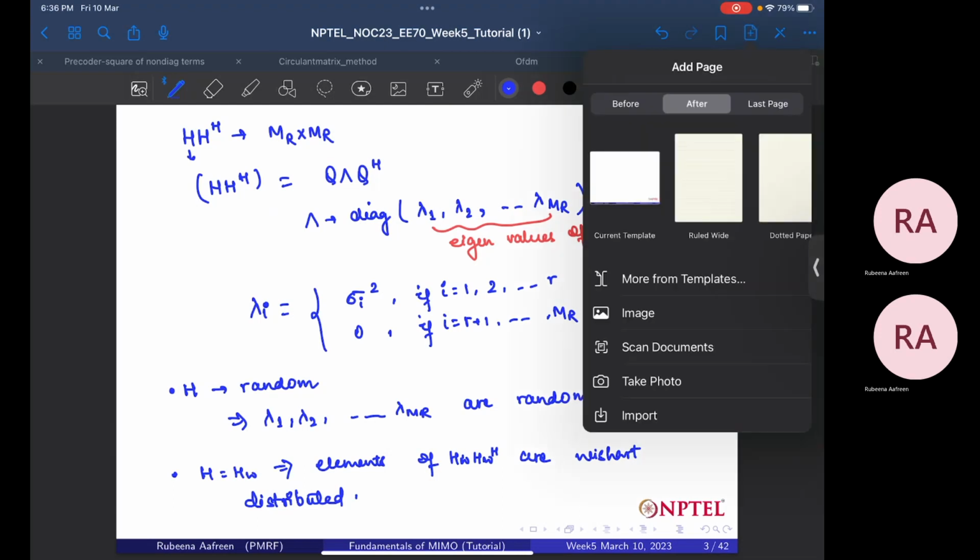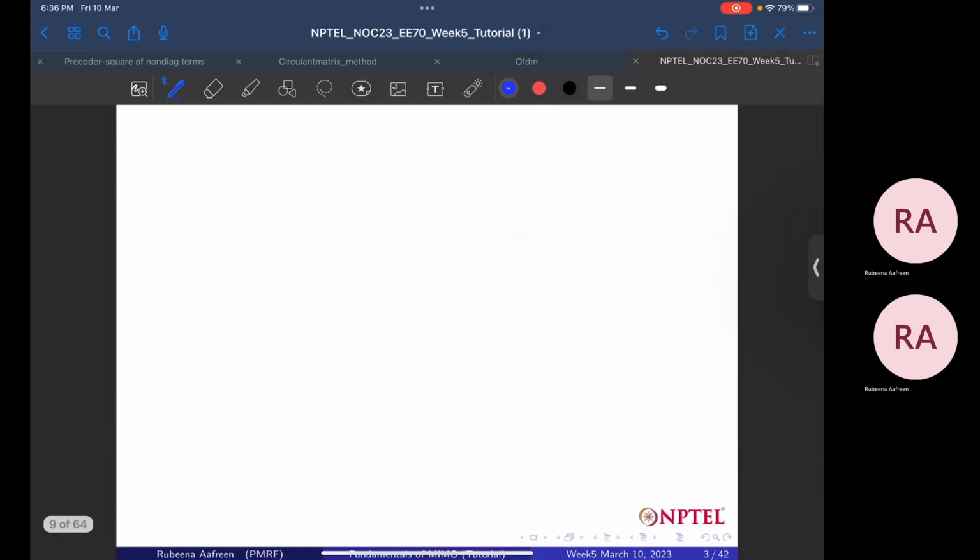So basically, why I am discussing all this is, see, the eigenvalues of HW times HW Hermitian contain the strength of the channel, right? So each lambda contains strength information of the channel.